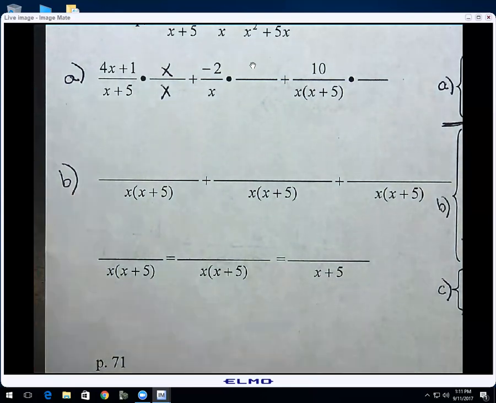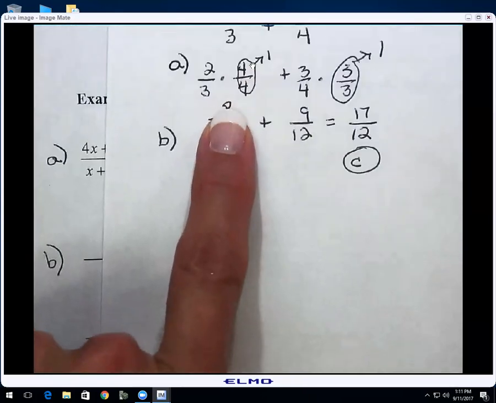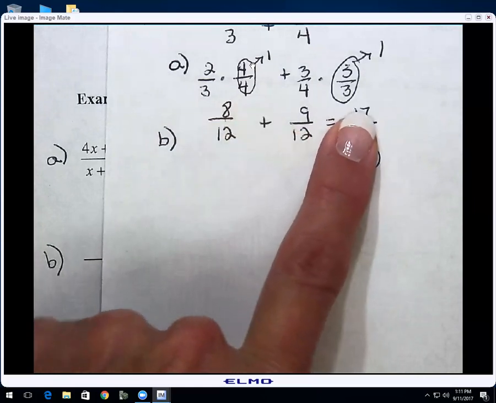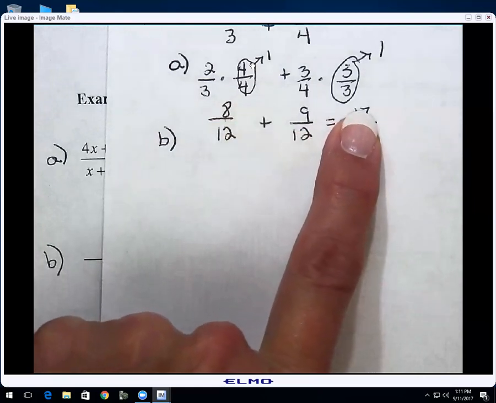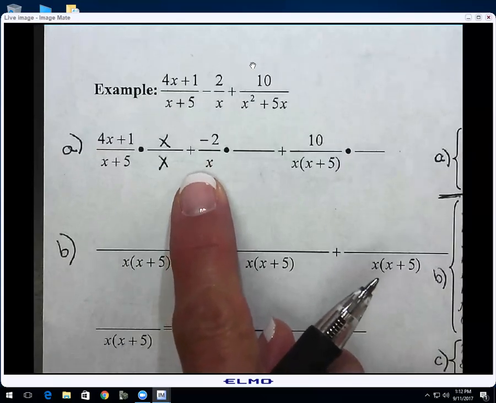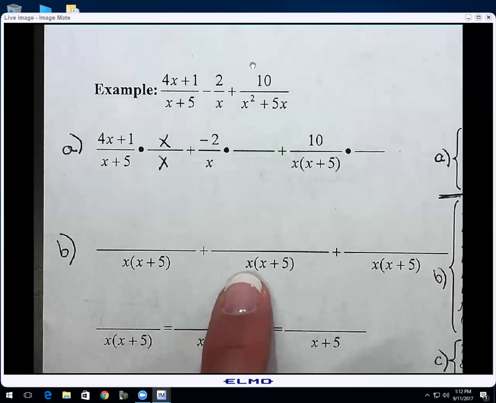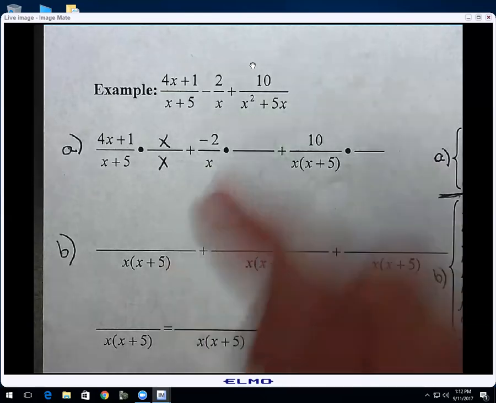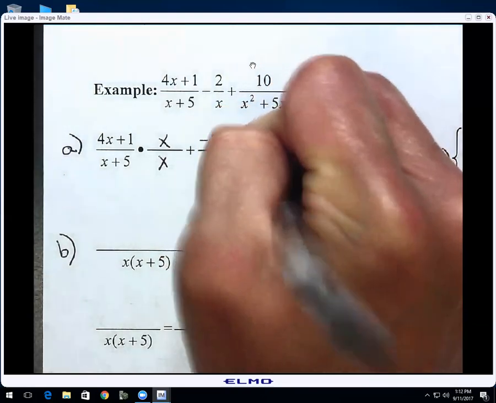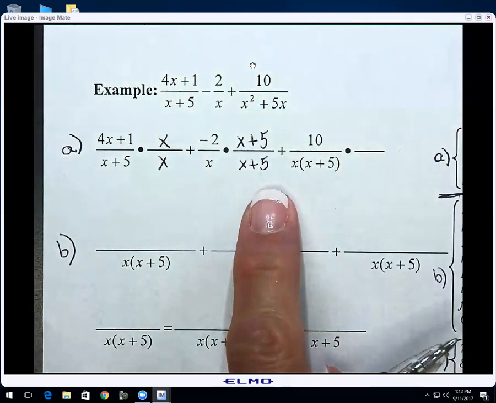Just like in basic math, I multiplied this first fraction by 4 over 4, and the second one by 3 over 3. It's the exact same process. What do you have to multiply the second denominator by to make it become the LCD? It needs x plus 5. So I'm going to multiply that second fraction by x plus 5 over x plus 5.